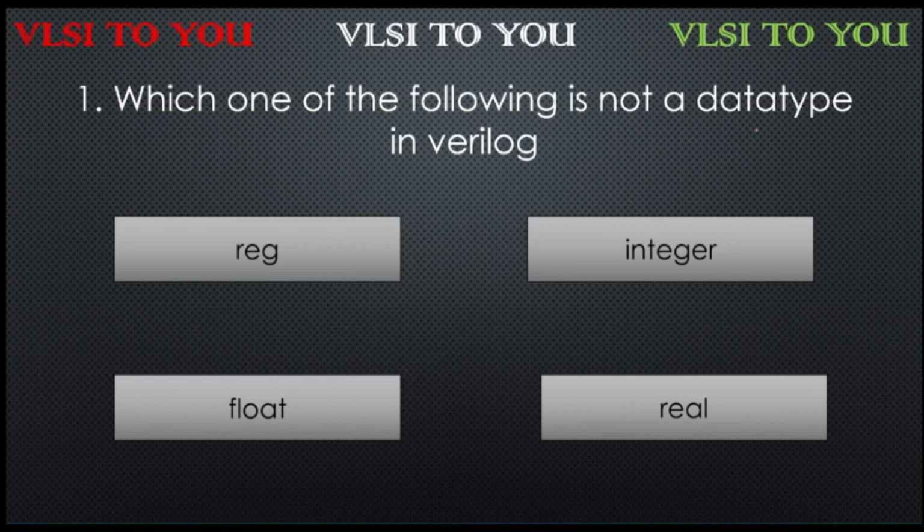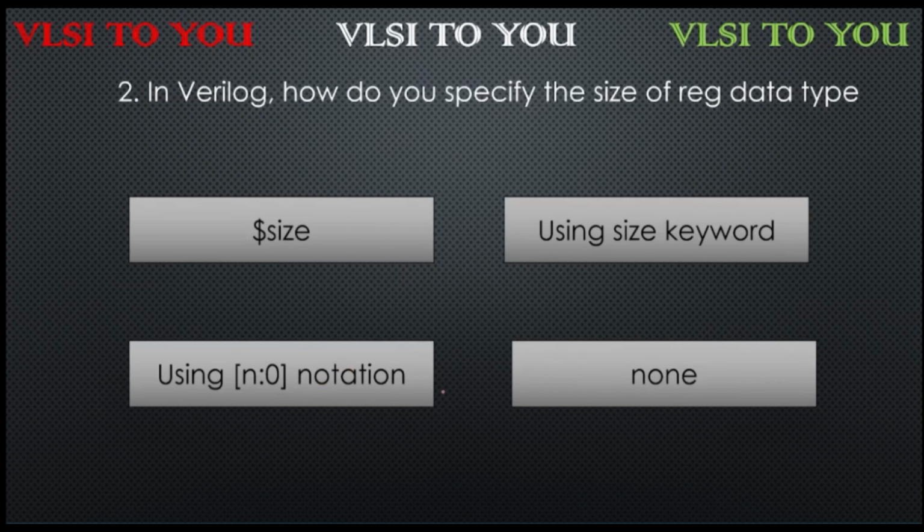Which one of the following is not a data type in Verilog? I have given you four options: either it is reg, integer, float, or real. So reg, integer, and real are all data types that you have seen in Verilog. But float is the data type which is not in Verilog. For real numbers we will be using the real data type, not float. So this is the answer to this particular question.